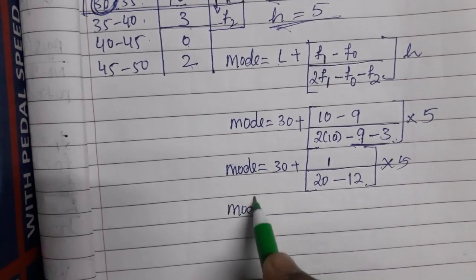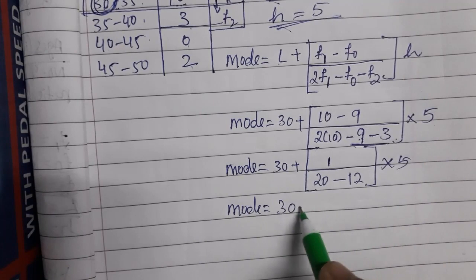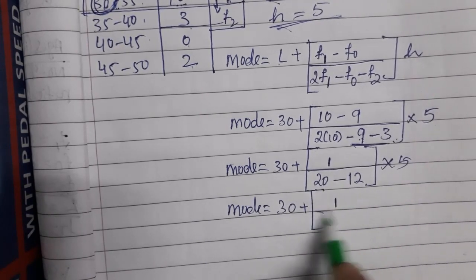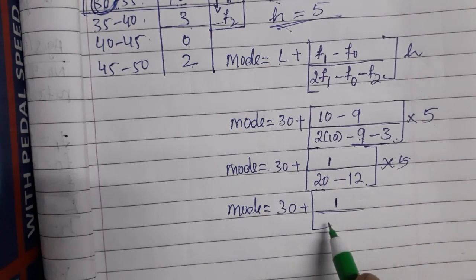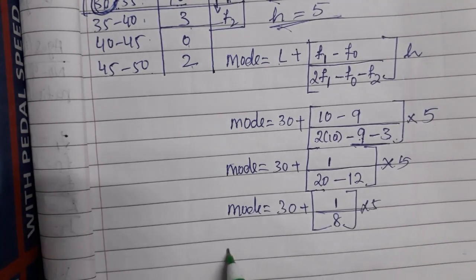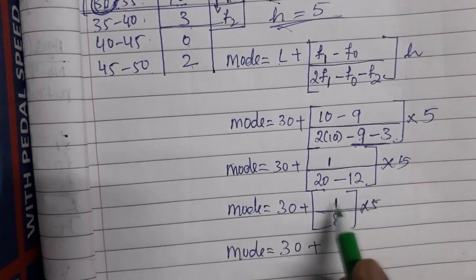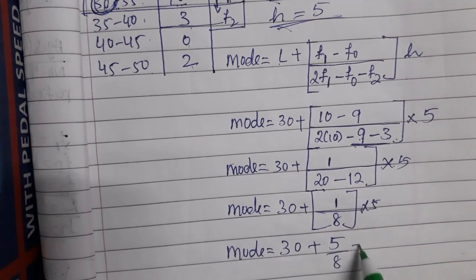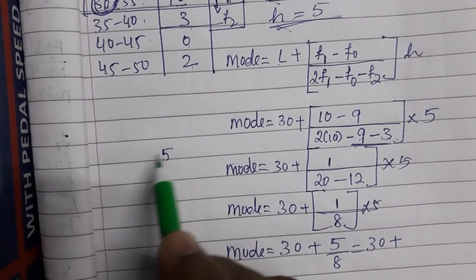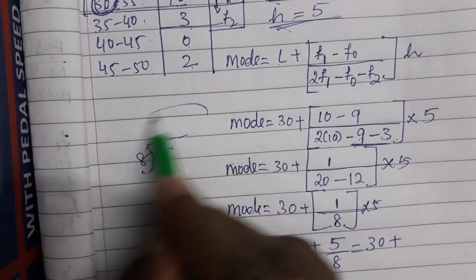Mode is equal to 30 plus. Don't forget to write the plus. So 1 will remain as it is. Divided by 20 minus 12 is 8. 8 into 5. Now mode is equal to 30 plus 5 ones are 5 by 8 is equal to 30 plus 5 by 8. You have to divide. I am dividing here. 5 is in the numerator, 8 is in the denominator.